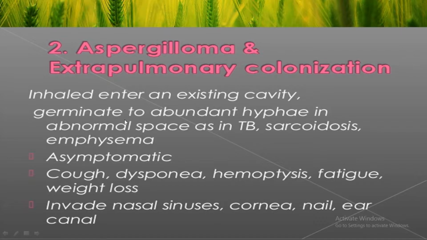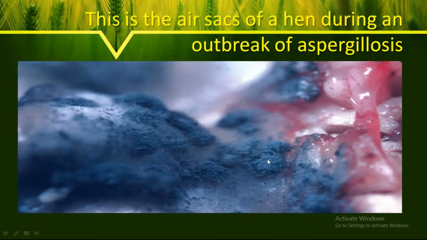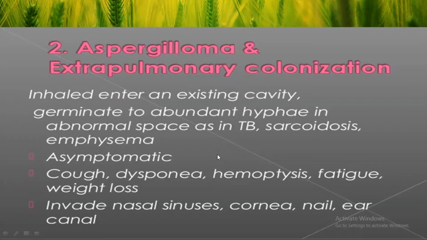They will go inside and then they will germinate to form abundant hyphae in an abnormal space, like in tuberculosis, sarcoidosis, or emphysema. And the patient may be asymptomatic or may have cough, dyspnea, hemoptysis, fatigue, weight loss. They may also invade the nasal sinuses, cornea, nail, ear canal, etc. So here you can see in the air sacs also, how this is actually in a hen, but the same thing happens in humans.